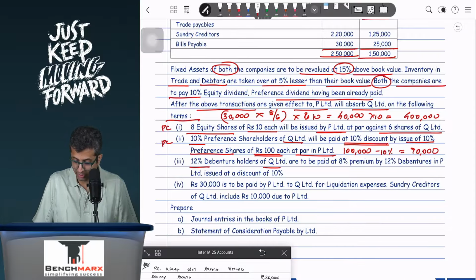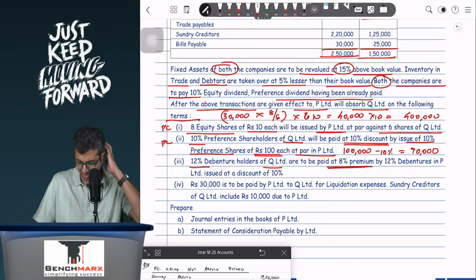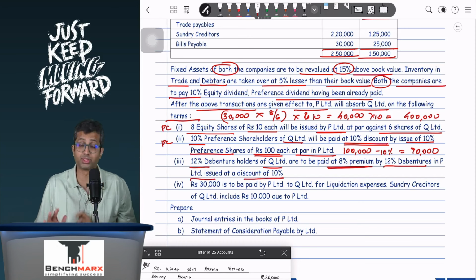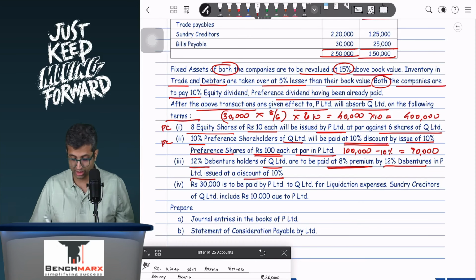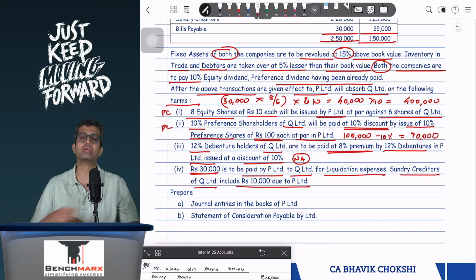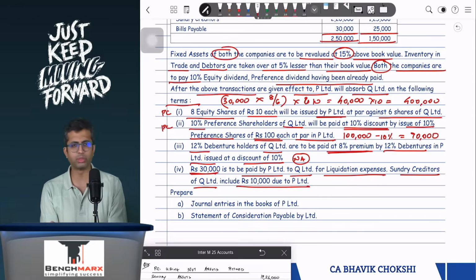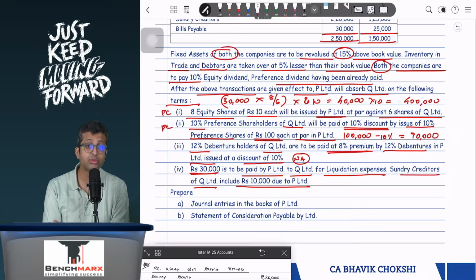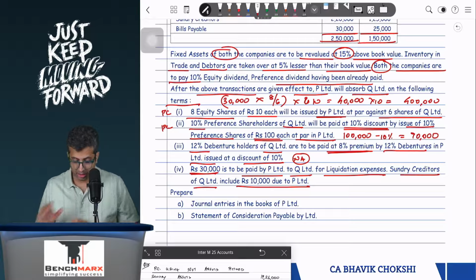12% debentures of Q are to be paid at a 8% premium by 12% debentures in P issued at a discount of 10%. Now you cannot say this is a part of PC, this is a part of net assets. 30,000 to be paid by P to Q for liquidation expenses. And sundry creditors of Q include 10,000 due to P. So these are a few adjusting entries. There is an intercompany receivable payable. There are some liquidation expenses. There is a debenture adjustment. They are not a part of PC.